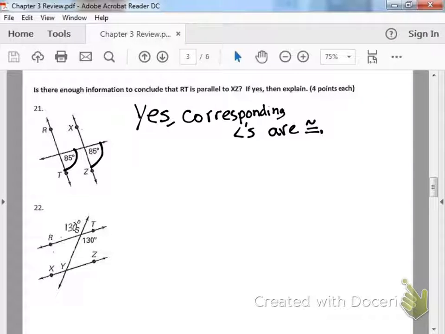All right, 22. What type of angles are we looking at here? Vertical angles. Vertical angles are always congruent. So does that give us any information about parallel lines? No. So they might be. We're not sure. We're just going to say not enough information. Good. Nice work.